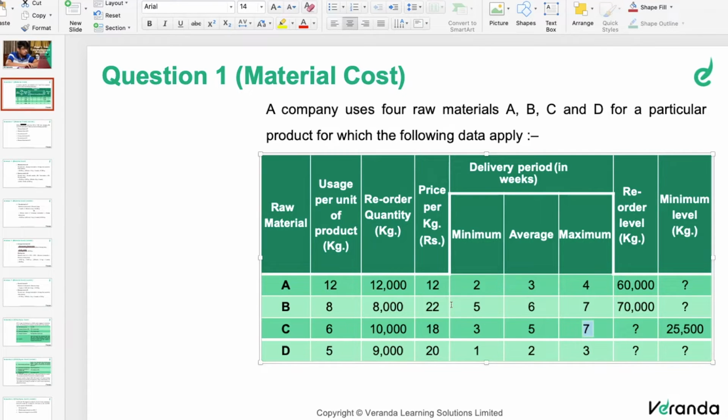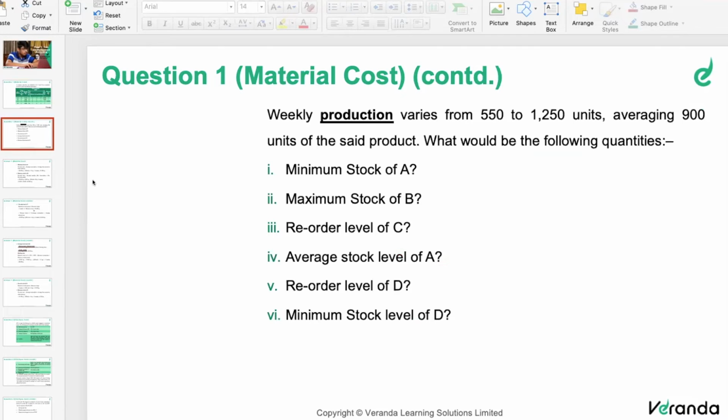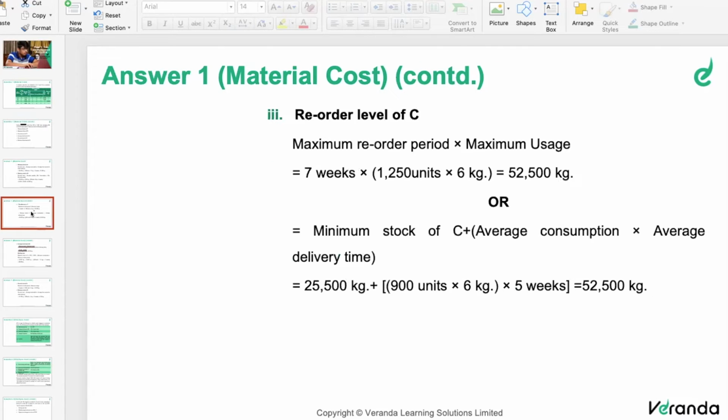Maximum usage, how to compute now? 1,250 into 6. Very good. To produce one product, you need 6 kgs of raw material. Maximum production given in this question, 1,250. So, reorder level of C, maximum usage 1,250 into 6 into maximum lead time 7 weeks is equal to 52,500.